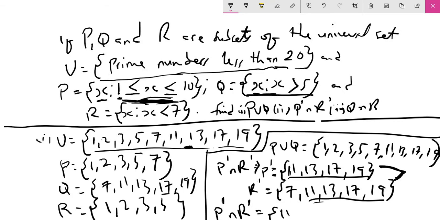So we have 11, 13, 17, and 19. And that's P complement intersection R complement. I leave the other one to you.